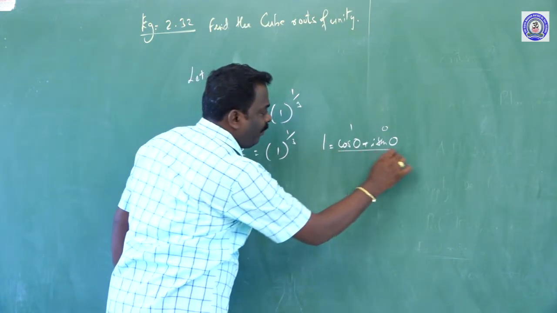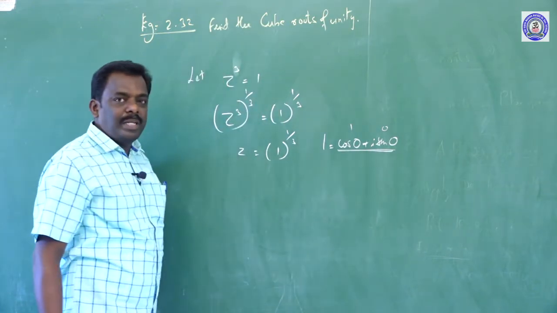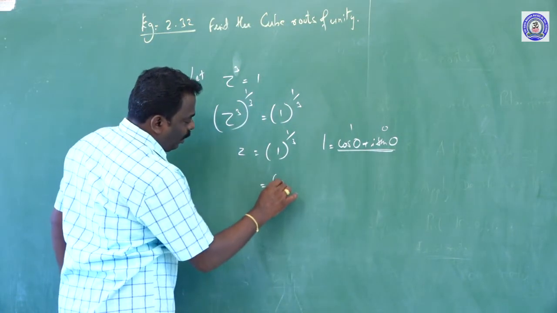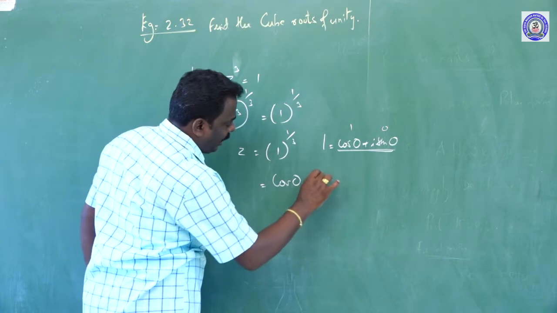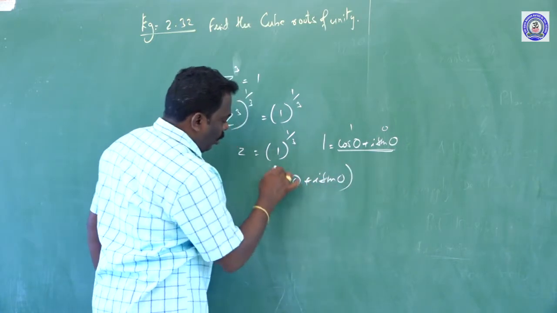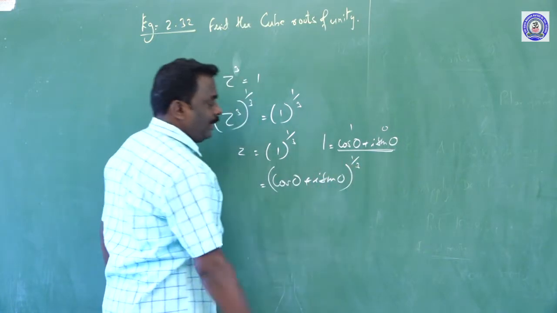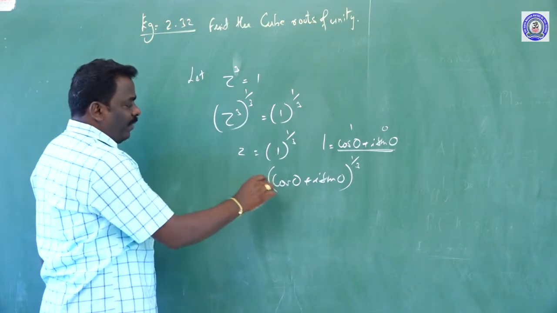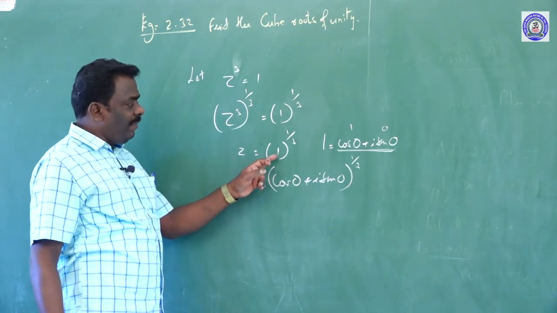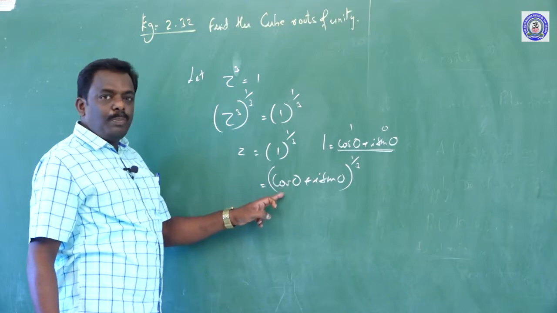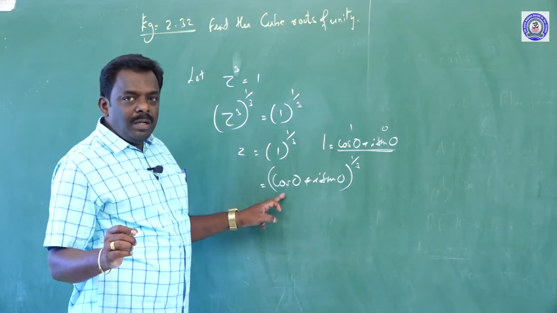Therefore, the polar form of 1 is cos 0 plus i sin 0. That is equal to (cos 0 plus i sin 0) to the power 1 by 3. So, the first step we considered is to convert the given complex number into polar form. What is the second step? Yes, correct.